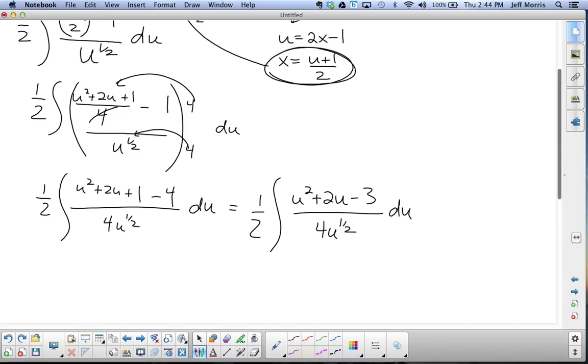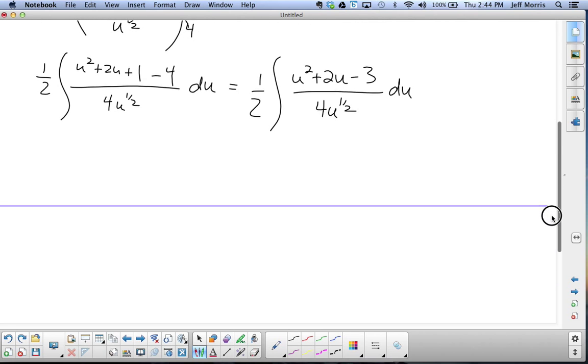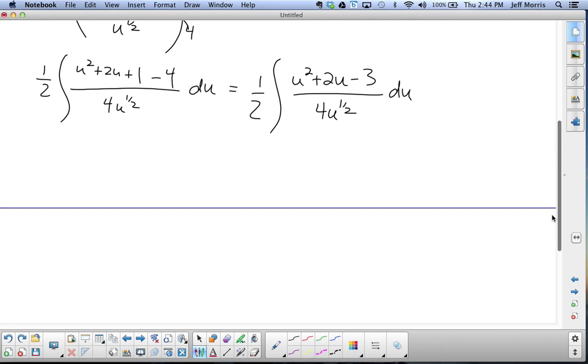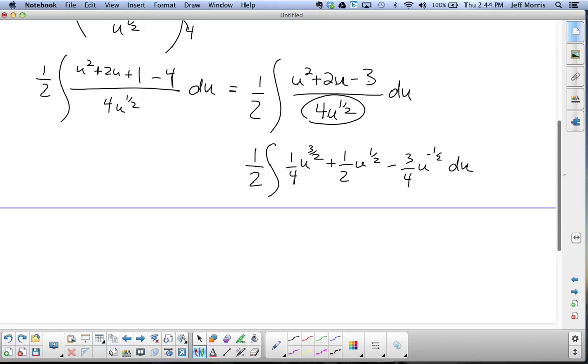du. Now again, we don't have a quotient rule, so what I have to do is take this quotient, and now I've got it into something I can simplify. I can separate the fraction. I can take each part divided by 4u to the 1/2, so I'm going to divide each one of these. So this is going to end up being 1/4 u to the 3/2 plus 1/2 u to the 1/2 minus 3/4 u to the negative 1/2 du after I separate.